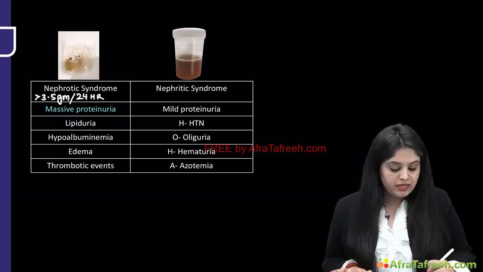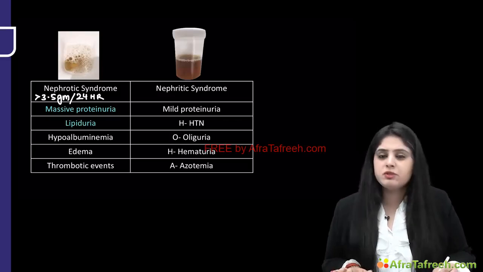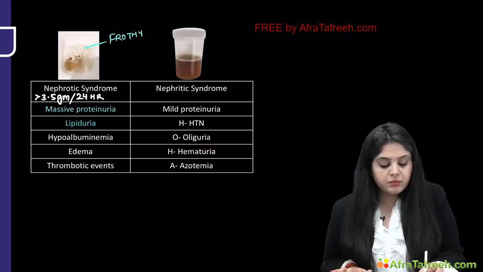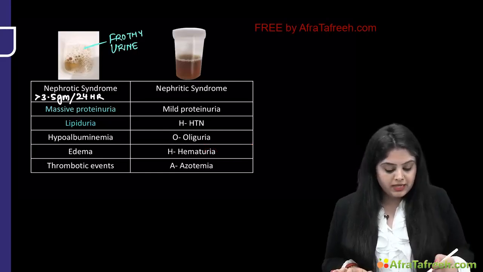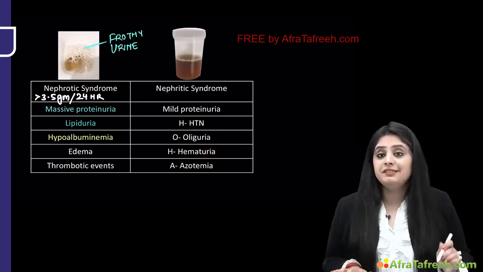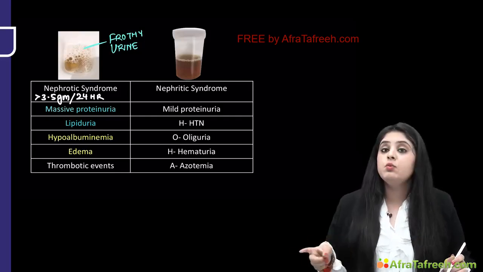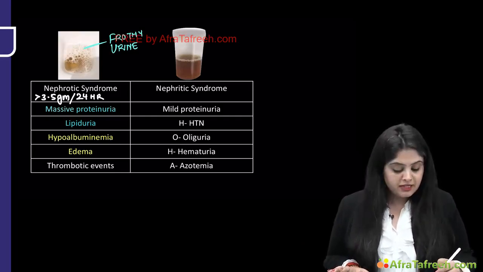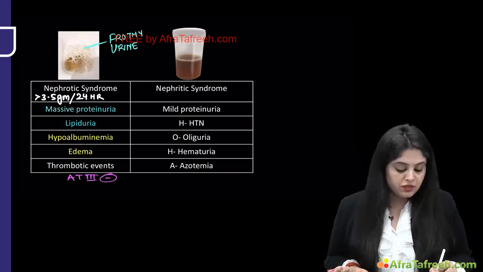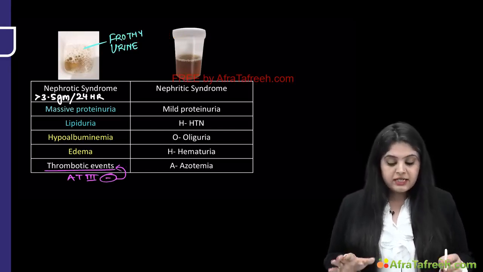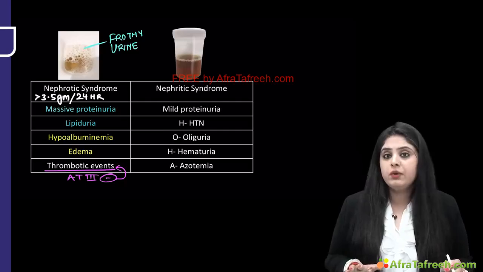Apart from that, we had lipid coming out into the urine, and because of so much protein and so much lipid coming out, the urine started getting a frothy appearance. Moving forward, when all the protein was going out into the urine, the levels of proteins were becoming less in the blood, leading to edema. However, what was the most common cause of edema? It was sodium water retention, right? And finally, because antithrombin 3 is also lost, the anticoagulants are lost, as a result of which the patient can have thrombotic phenomena also.